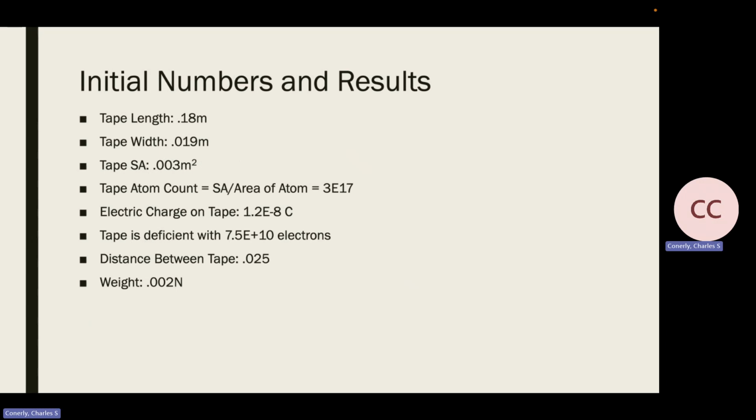So in order to do these calculations, first we need to have a few initial numbers and results. Tape length, we have 0.18 meters, tape width, 0.019 meters, tape surface area, 0.003 meters squared, the tape atom count, which is the surface area divided by the area of the atom, which we get about 3 times 10 to the 17th, as well as the electric charge on the tape, 1.2e-8 coulombs, the tape deficiency, 7.5e10 electrons, distance between tape, 0.025 meters, and weight, 0.02 newtons.